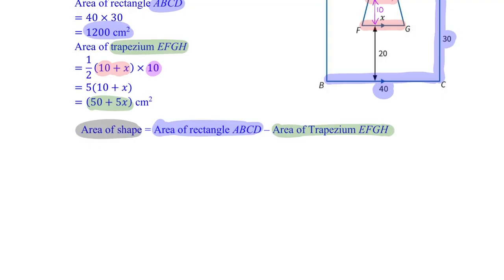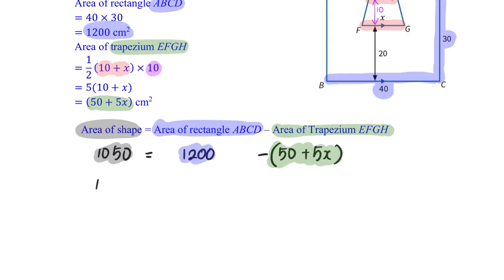Okay, 1050 is equals to 1200 minus 50 plus 5x. This one, please take note, when we minus something we must put a bracket. So I'm going to highlight just to make sure that you all can see clearly.